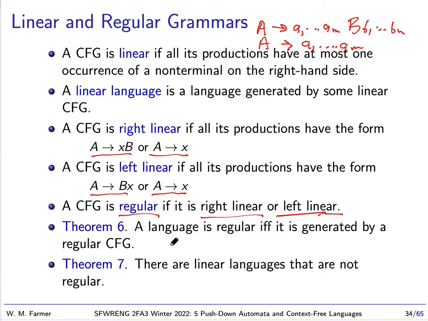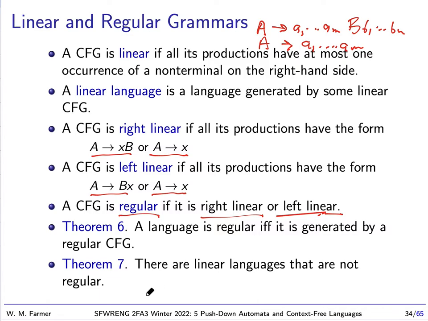And there's a theorem: a language is regular if and only if it is generated by a regular context-free grammar. So I promised you a while back that another way of characterizing languages is with context-free grammars. A language is regular if it has a context-free grammar that's either right linear or left linear. And another theorem is there are linear languages that are not regular. And we had some examples. We had the example of palindromes.